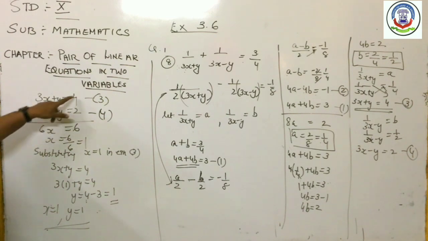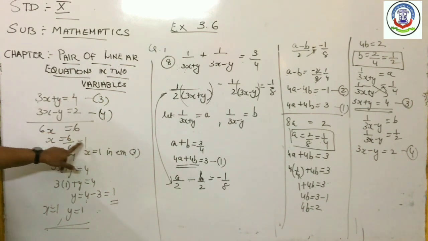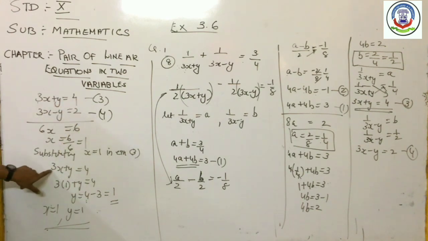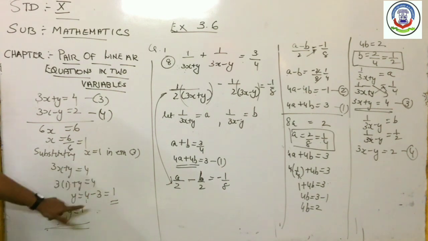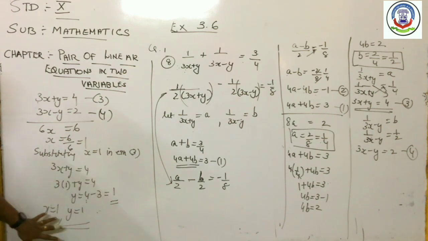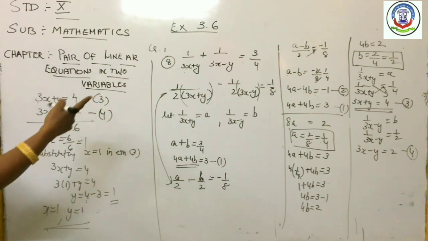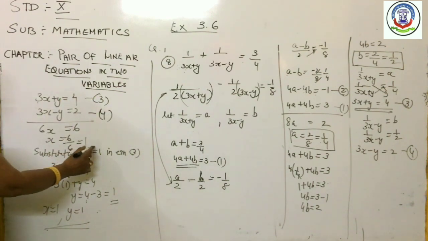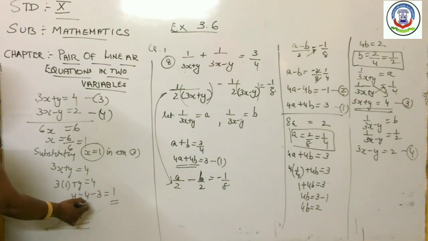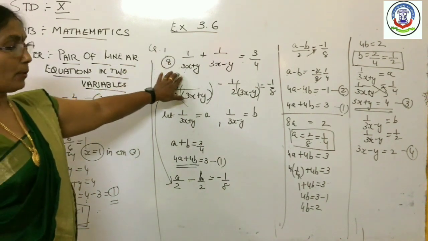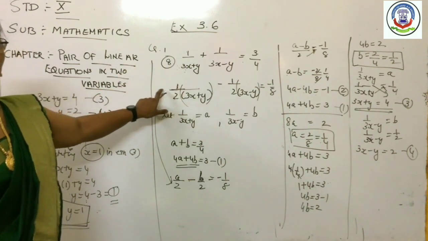You will get 6x is equal to 6, x is equal to 1. Now substituting the value of x is equal to 1 in the equation 3x plus y equal to 4, 3 into 1 plus y equal to 4, y is equal to 4 minus 3 equal to 1. Now you have collected the 2 values of x and y. X you have got as 1 and y also you got as 1. That means the final solution is x is equal to 1, y is equal to 1 for this kind of equations.